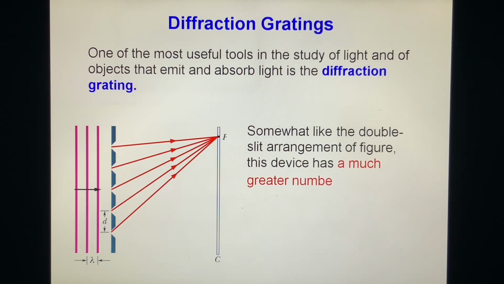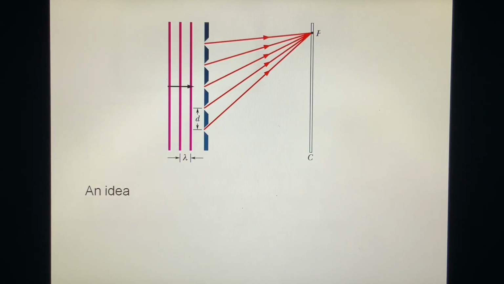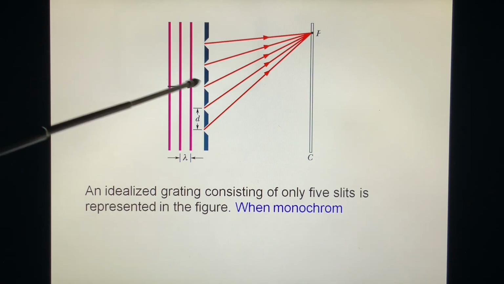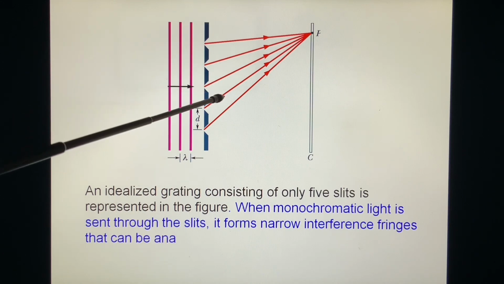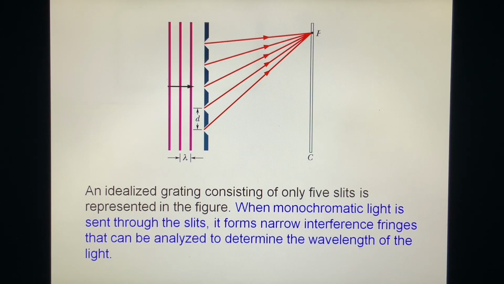This device has a much greater number n of slits, often called rulings, perhaps as many as several thousand per millimeter. An idealized grating consists of only 5 slits, 1, 2, 3, 4, 5, as presented in the figure. When monochromatic light is sent through the slits, it forms narrow interference fringes that can be analyzed to determine the wavelengths of the light.